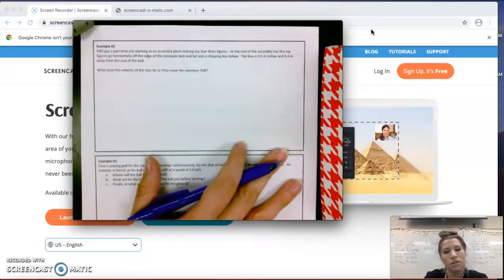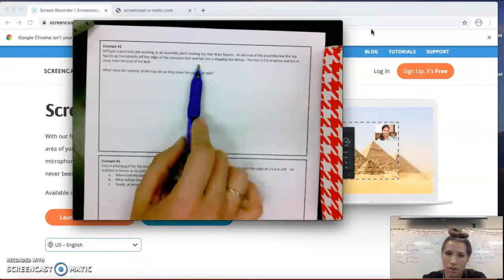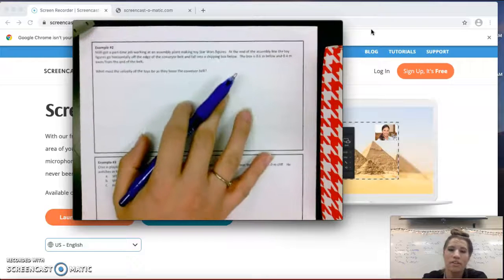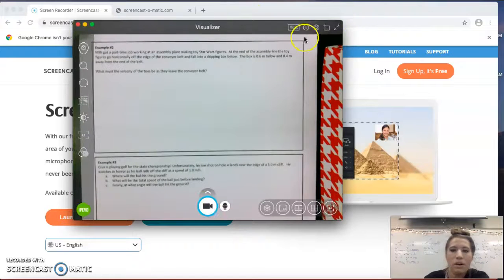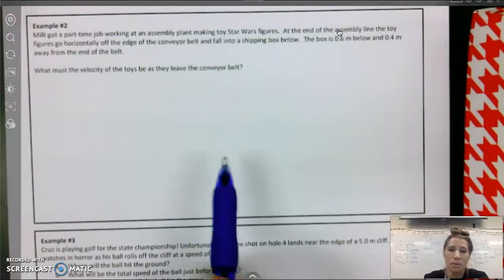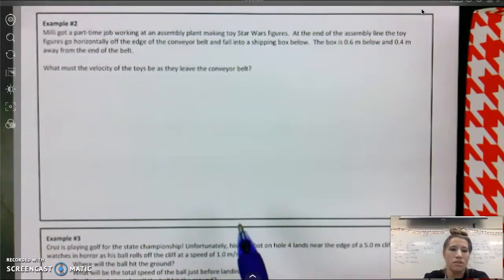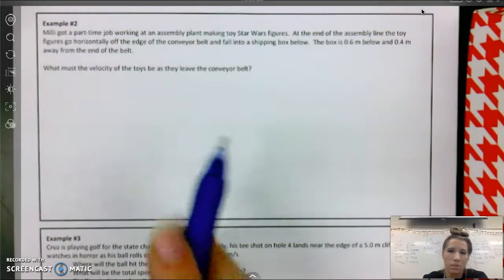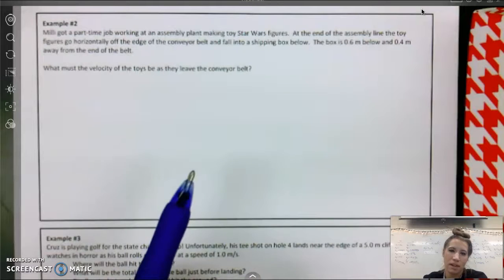What I want you to do is go through and see how far you can get with example number 2, and then come back and follow along and see what you're missing. Let's just quickly draw the picture and establish the origin though. So Millie got a part-time job working at an assembly plant making toy Star Wars figures. At the end of the assembly line, the toy figures go horizontally off the edge of a conveyor belt and fall into a shipping box below. The box is 0.6 meters below and 0.4 meters away from the end of the belt.